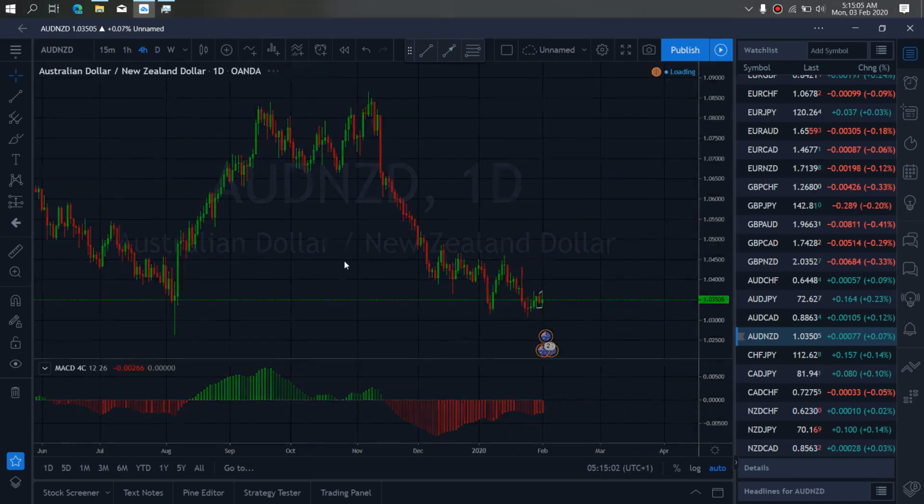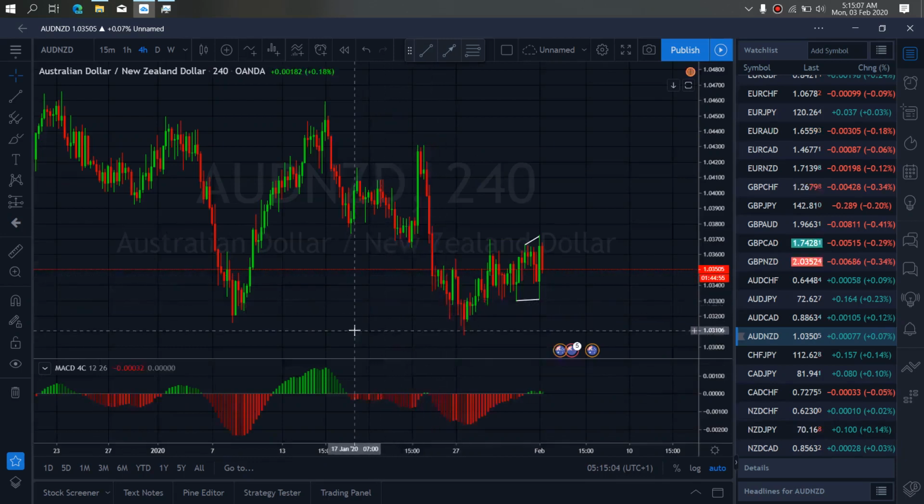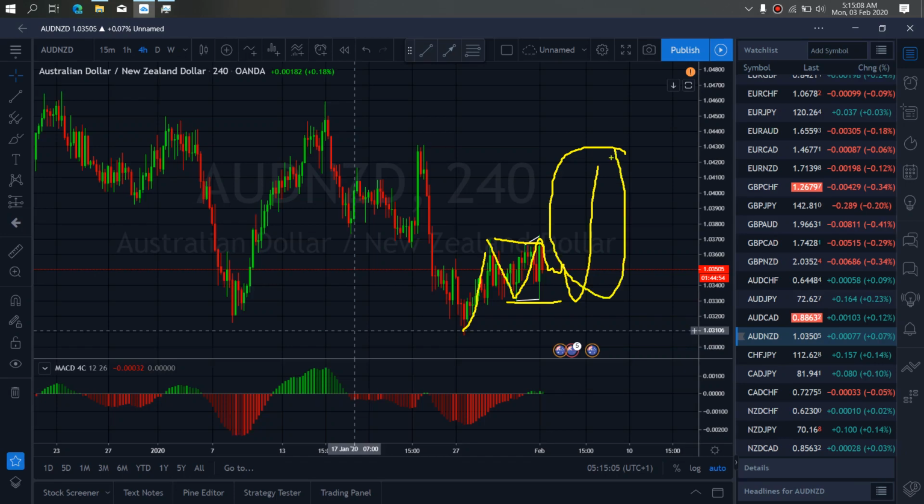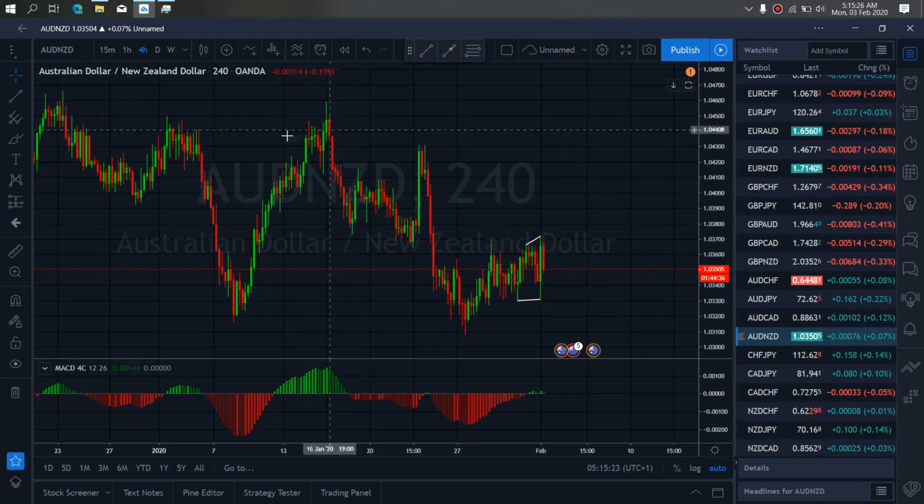So if we zoom to 4-hour time frame on Aussie New Zealand, we want to watch at present. They give us this upside spike, and give us this A wave correction, B wave correction. Right now they're dropping to tag this low with C, and then we expect an up spike from here. So we want to watch out for this buy this week on Aussie New Zealand towards this top.